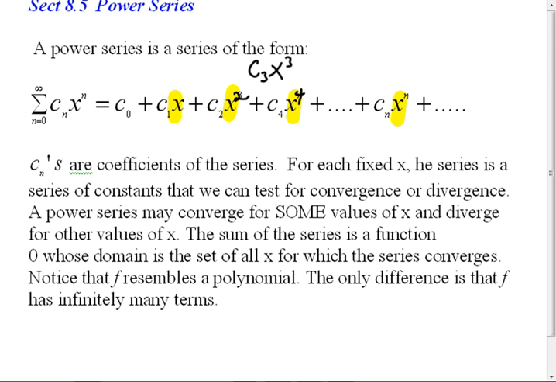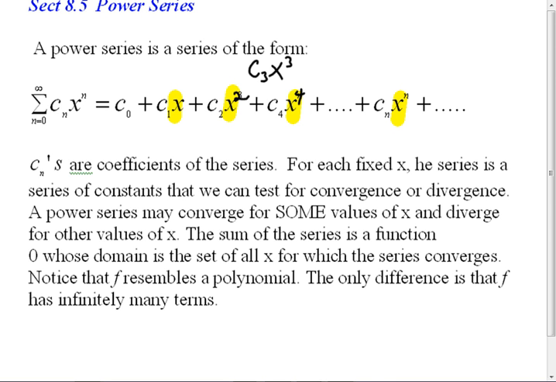Okay, Grant? The C's, you know what coefficients are? Coefficient, those are the numbers in front of the x's. Okay, well, it comes from the Latin coefficio, which means to begin. It's a series of constants, and we can test for convergence or divergence. It may converge for some values of x and not others.